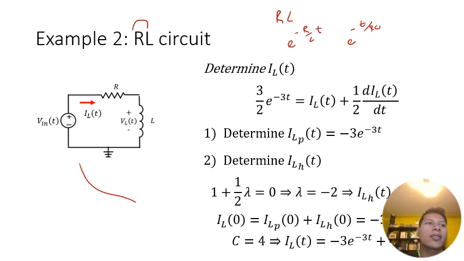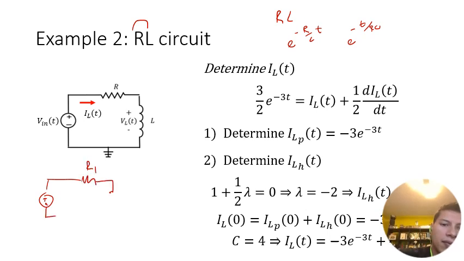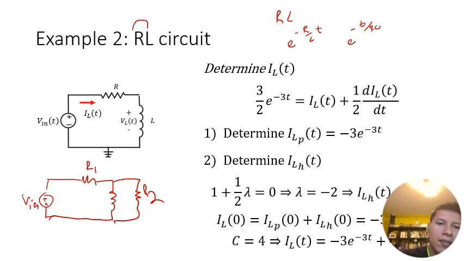So now you know how to solve first order RL and first order RC circuits. You should at this point be able to deal with something that looks like this. Let's say I gave you R1, and then there's an L here, and then there's an R2, and then this is V in, and then this would be IL.